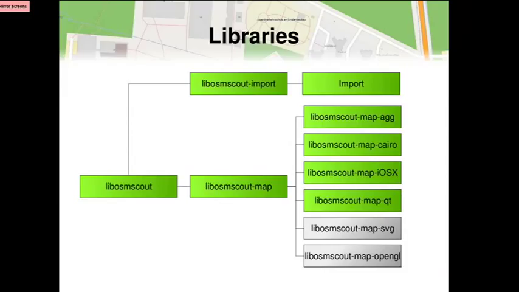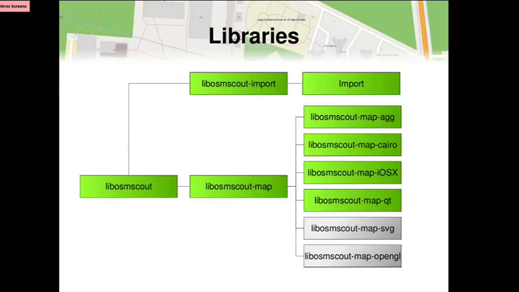The library is in fact multiple libraries. So you have the libosmscout library that contains all the basic stuff. You have the map rendering base library that contains backend-independent functionality. You have the importer library that contains all the functionality of the import. The import library is used by the importer. That is normally a simple command line application, but you could write your own importer too.